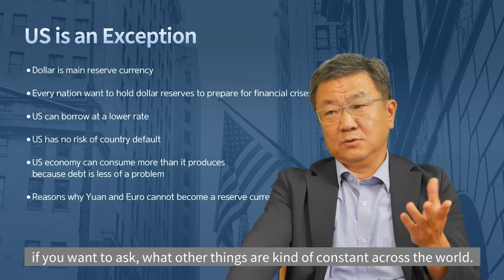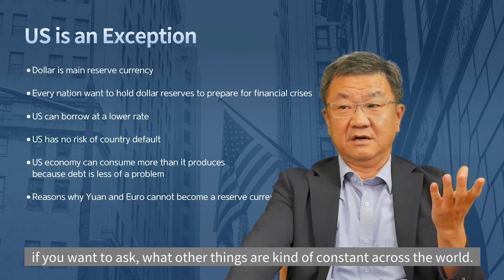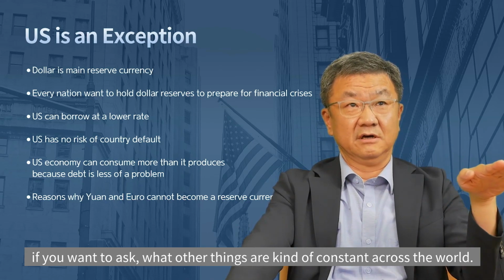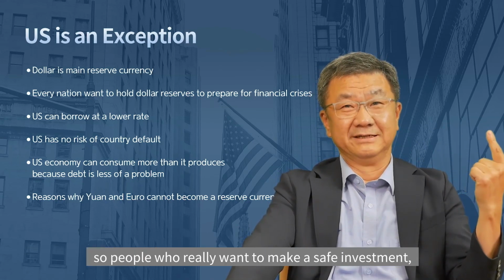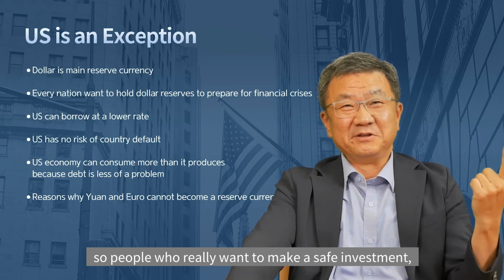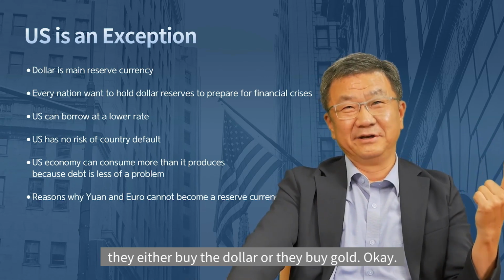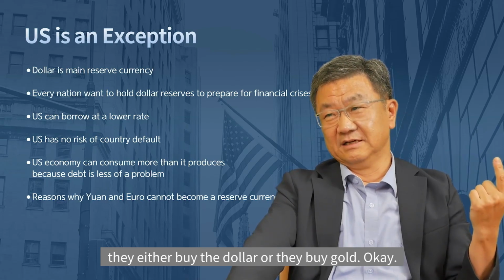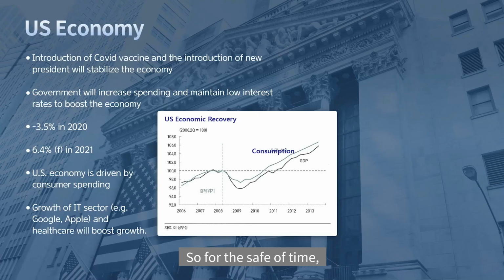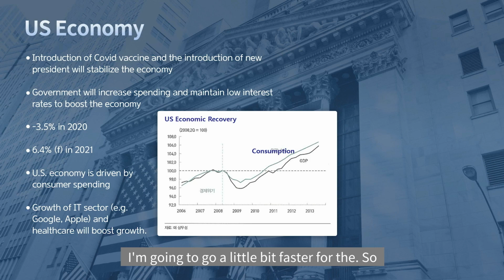Now, if you want to ask what other things are constant across the world, there's only one more thing. One is the dollar, the other one is gold. So people who really want to make a safe investment either buy the dollar or they buy gold. Okay, so for the sake of time, I'm going to go a little bit faster.